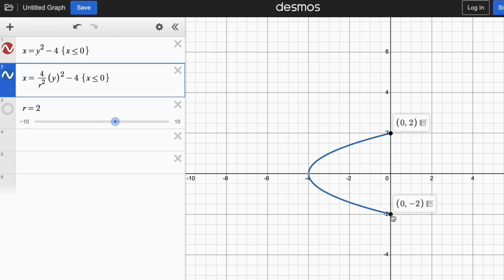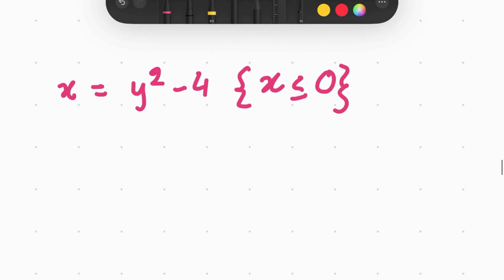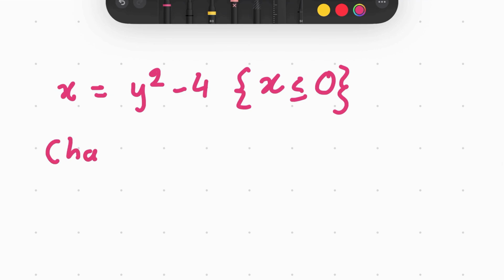So let's find out how to do that. Okay, so now we have to generalize it so that our vertex is changing. We want a changing vertex. So I'm just going to write down what we are doing. So we're changing our vertex now. Alright, so how do we do this?